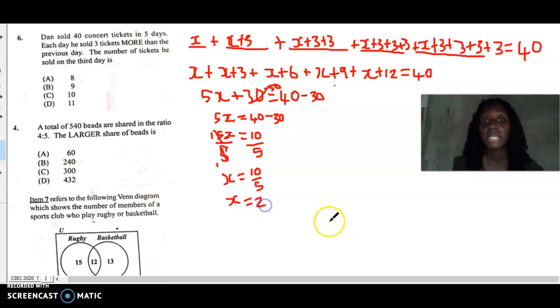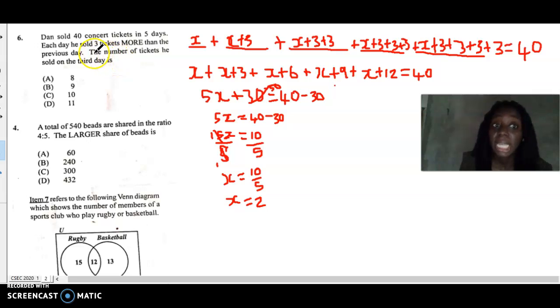Now, did we find our answer? No, we did not. We have not yet found our answer. The question specifically states that we want to find the number of tickets he sold on the third day. So if x represents the first day, we're not concerned with the first day. If x plus 3 represents the second day, we're not concerned with the second day. We are concerned with the third day.